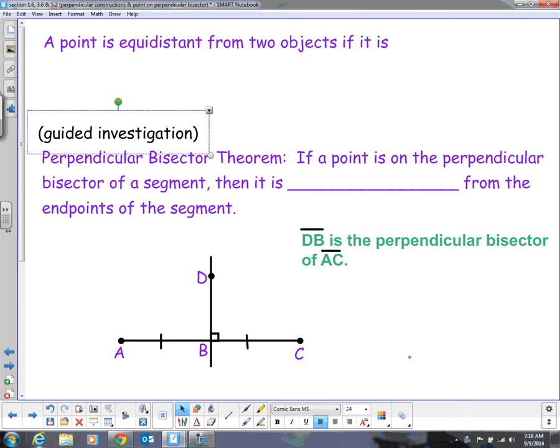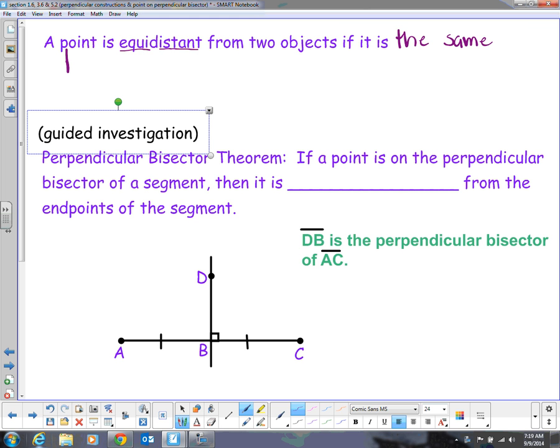We can use sophisticated words or we can use simple words. I am sure the EOC is going to use sophisticated words. So if a point is equidistant from two objects, if it is what? Leslie? Same distance from each object. Equidistant. Same distance from each object.